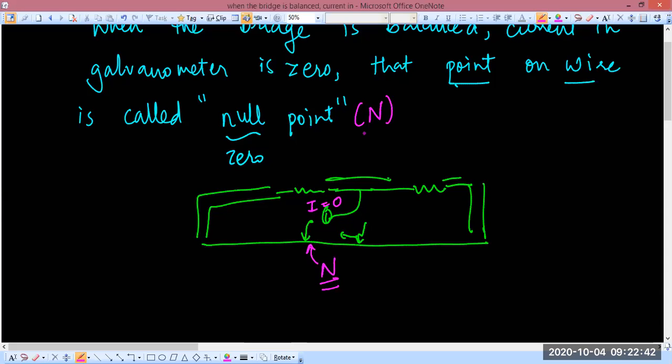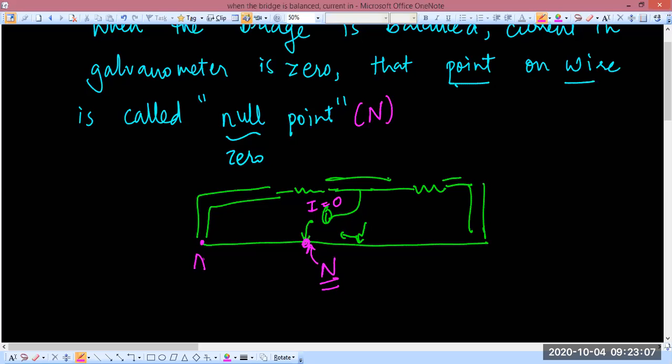Did you understand this? What is null point? Galvanometer shows 0 at this point. Right? This point is called null point. It happens at only one point. It will not happen at multiple points. Okay, now see, why should that happen?